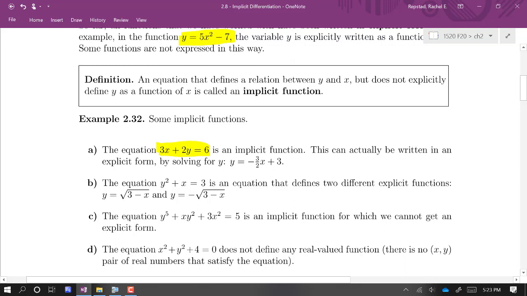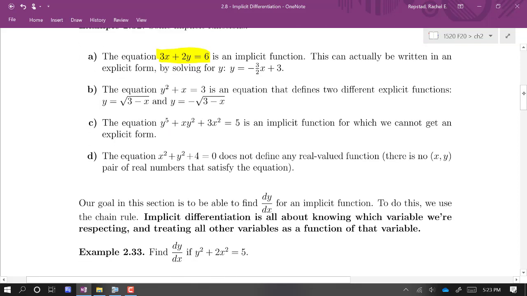Here we have another one, y to the 5th plus xy squared plus 3x squared equals 5. Certainly that's not set up to write y as an explicit function of x. And in fact, you'd have a really hard time solving for y explicitly. Sometimes we just don't have an algebraic avenue to even get an explicit form. And then finally, here's an implicit function, but it actually doesn't define any type of real valued function because there's no real numbers for x and y that will make this true. x squared plus y squared is always at least as big as 0 because we're squaring them, and then we add 4, so that left side would have to be at least as big as 4 for all real number values.